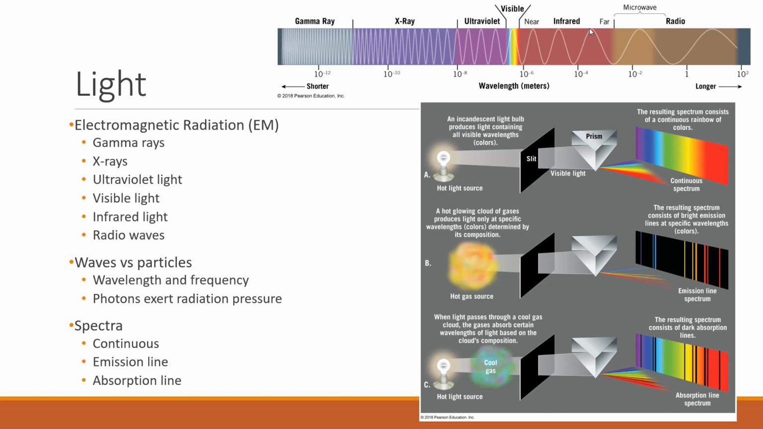Gamma rays are 10 to the negative 12. That means we're moving the decimal place at the end of this 10, 12 places this way. 12, by the way, is trillion. Whereas radio wavelengths can be 10 to the 2, which would be 100. And this is in meters.